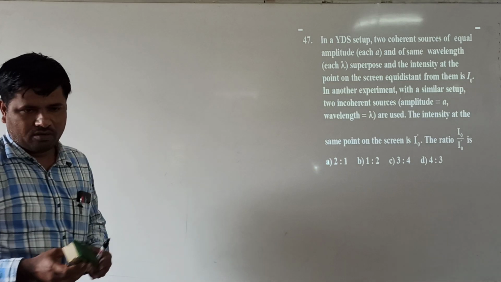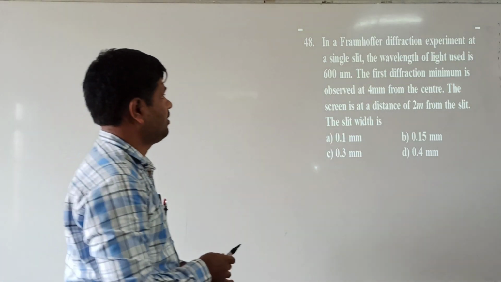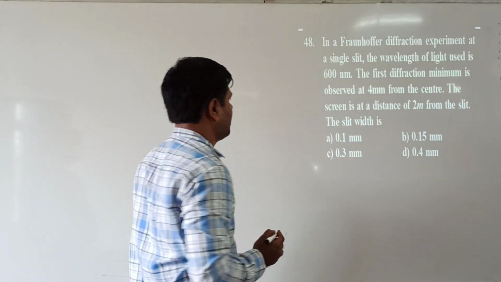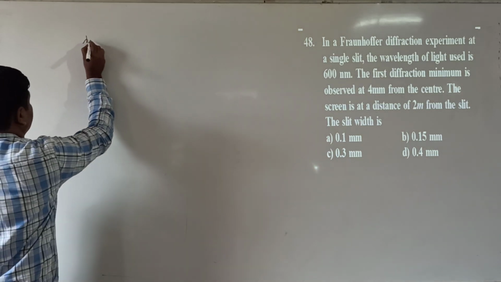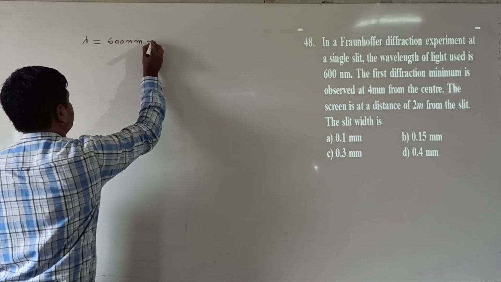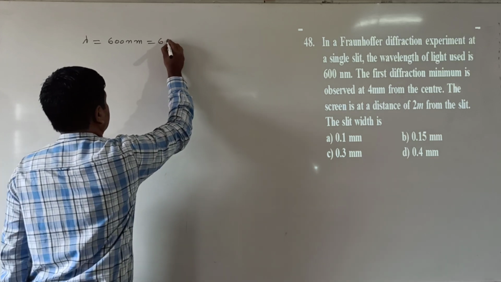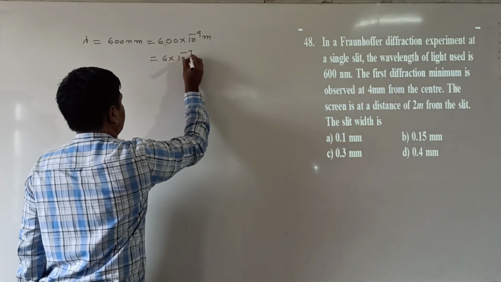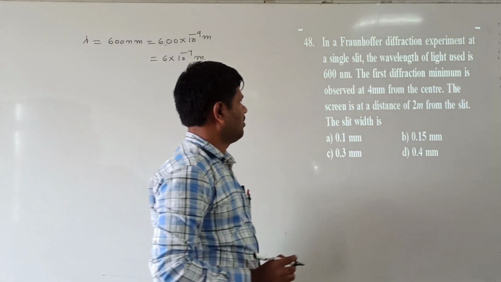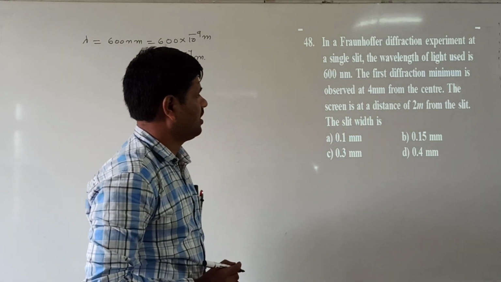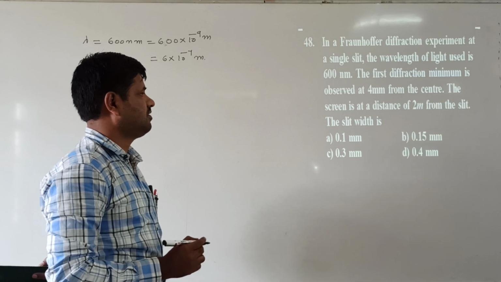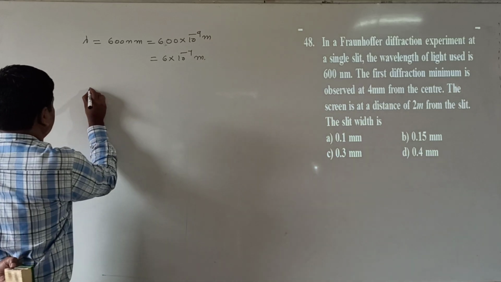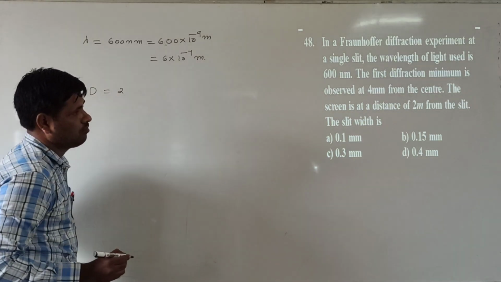Next, question number 48. In a Fraunhofer diffraction experiment at a single slit, the wavelength of light used is 600 nanometers. Lambda is equal to 600 nanometers, that is 600 into 10 power of minus 9 meters, or 6 into 10 power of minus 7 meters. This is the wavelength. The first diffraction minimum is observed at 4 millimeter, and the screen is at a distance of 2 meter, capital D.